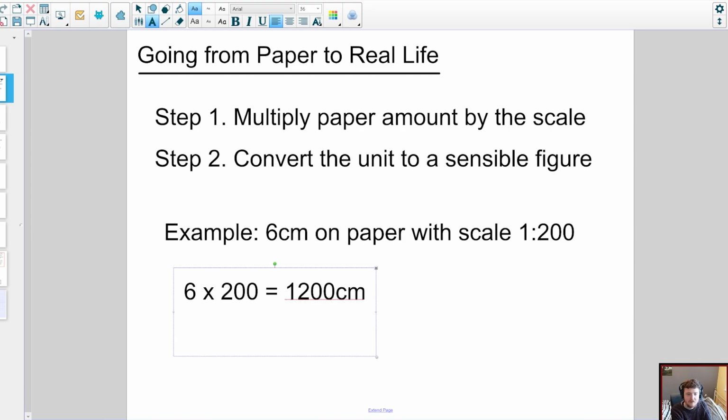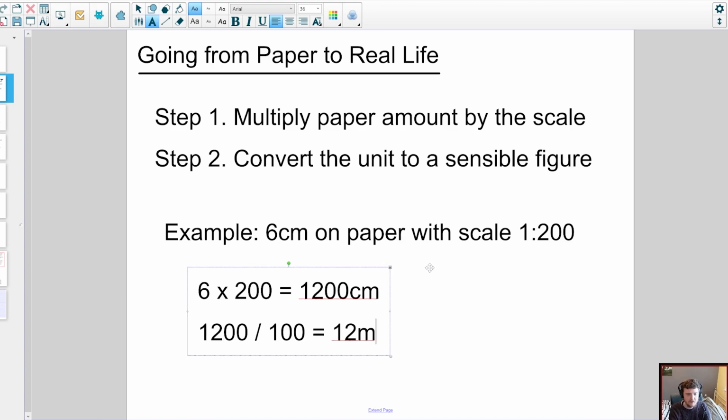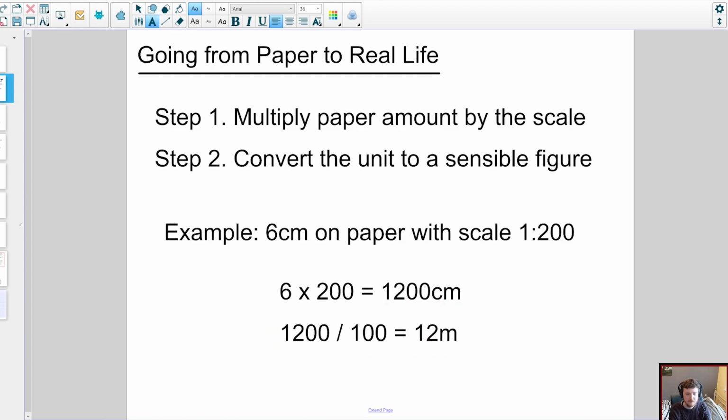However, if I ask you to tell me what 1,200 centimeters looks like, you might not be able to tell me. And so we have to convert it to a unit that is sensible. In this case, the sensible unit I would say is probably meters, with a scale of 1 to 200. How do we get from centimeters to meters? This is where your conversions of measures is useful. We're going to do 1,200 divided by 100 to make 12 meters. And that would be our answer. Our answer in this case would be 12 meters.